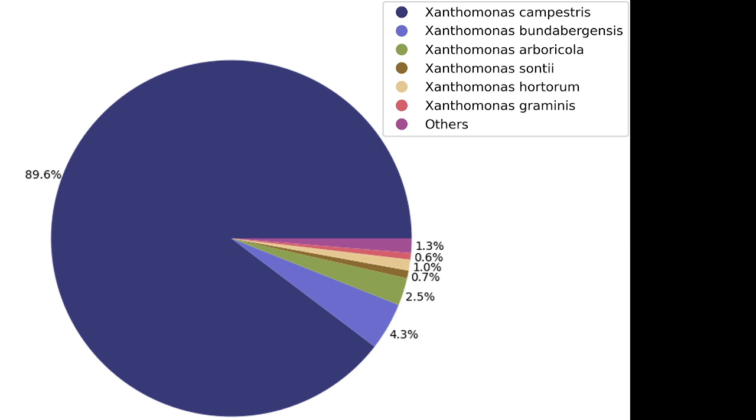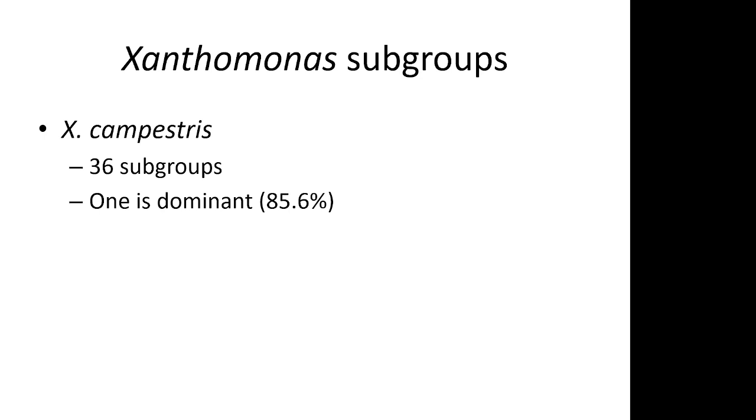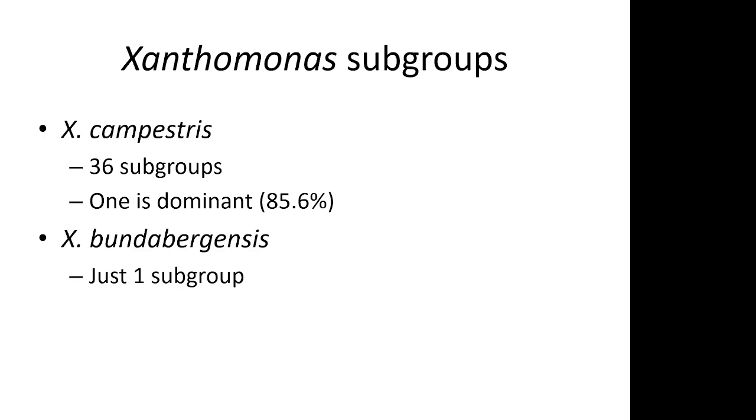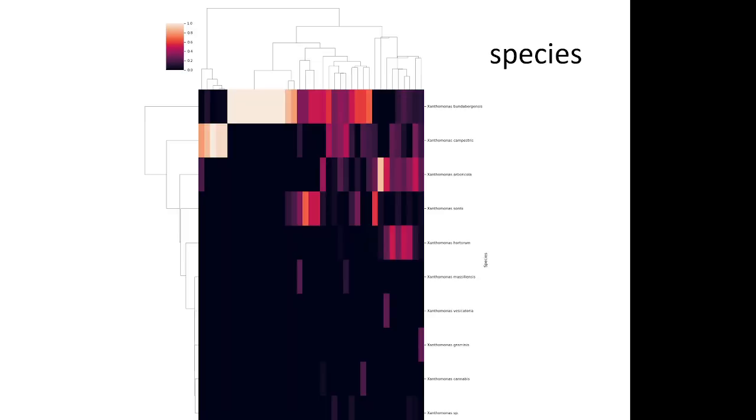There was a clear predominance of one species of Xanthomonas campestris, and much smaller fractions for the other ones. And again, we had subgroups. For campestris, we had 36 subgroups, one of them dominant with 85%. And this other species, just one subgroup, similar to what we saw for Acinetobacter. And again, this is the heat map taking into account relative abundance for the species. And again, something seems to be going on here at the top.